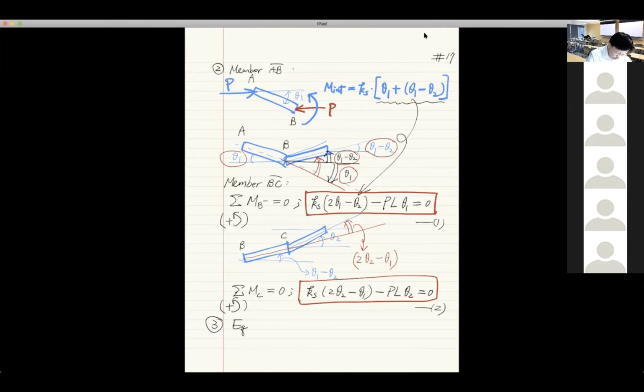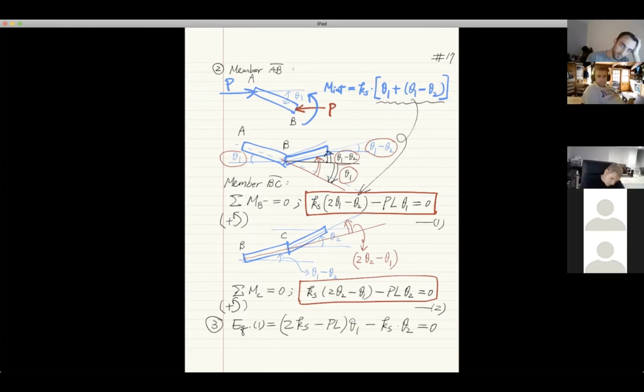Equation 1 actually equals to, if you just put everything about theta 1 together, and this will actually become 2 Ks minus PL, the whole thing times theta 1, minus Ks times theta 2, to be 0. Right? We just rearrange everything. Why are we doing this? Because we want to separate theta 1 and theta 2 from this expression.